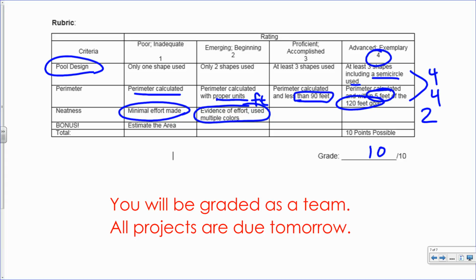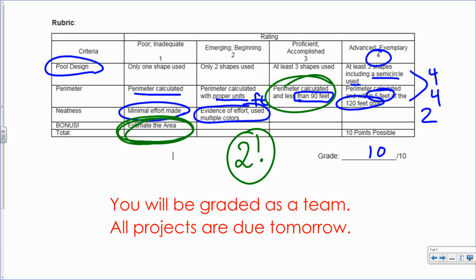Now there is an extra learning opportunity here. You will be calculating your perimeter for this assignment, but if you estimate the area of your pool, you will also get up to 2 bonus points. Okay? So there's an opportunity to get a little bit more.